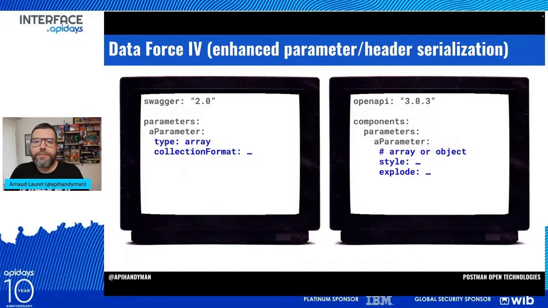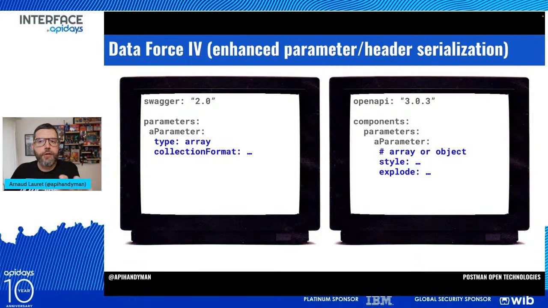Yet another improvement regarding data. You can now have a more complete way of describing complex parameters or headers, especially the serialization. In Swagger 2, you could say, for instance, that a query parameter was an array. And you could say, okay, this property will be represented as a CSV string, so values separated by commas, or by multiple values, for instance, name=value1, name=value2, and so on.